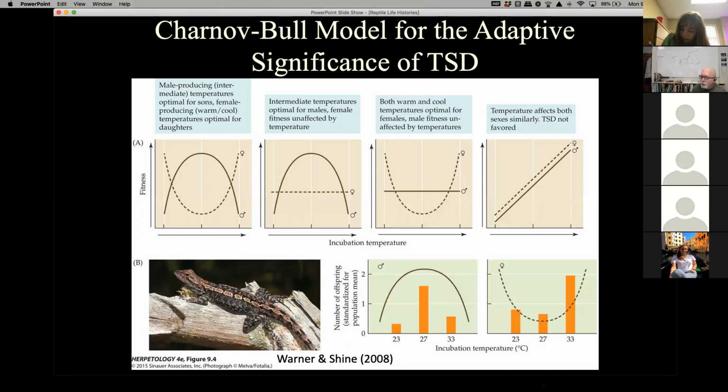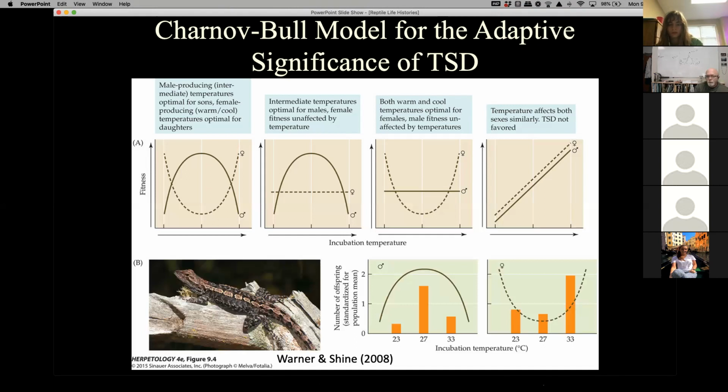And then once you've produced those animals, you have to have a way of measuring what the fitness is of those different individuals. So imagine that you do produce low temperature males and females, intermediate temperature males and females, and high temperature males and females. You then have to put them into an environment that allows you to look at what the fitness consequences are of those things. Because many of these species are things like turtles, which are exceptionally long-lived, it's difficult to then measure fitness consequences.